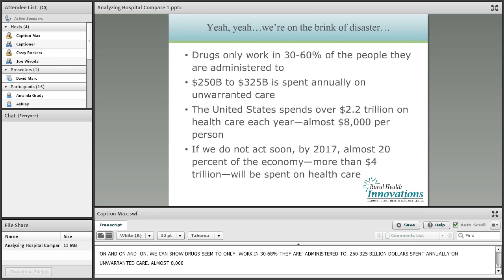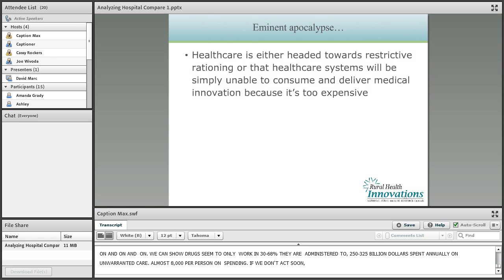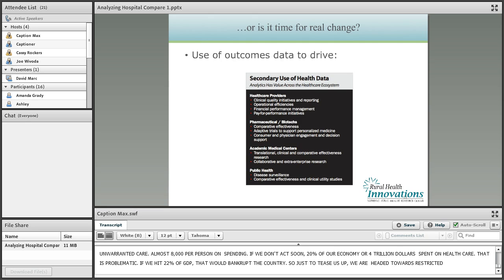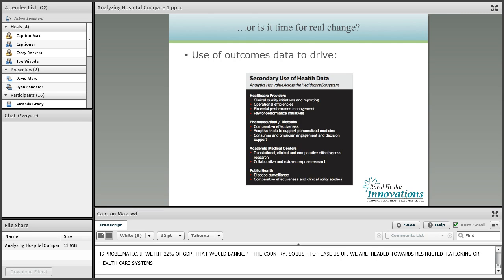So what do we do with all of this? And this list can go on and on and on, right? We can show that drugs seem to only work in 30 to 60% of the people that they are administered to, that $250 to $325 billion is spent annually on unwarranted care, that like I said earlier, there are almost $8,000 per person for per capita spending on health care, and that if we don't act soon, 20% of our economy, or more than $4 trillion, will be spent on health care.